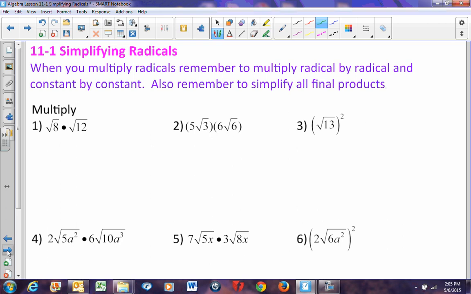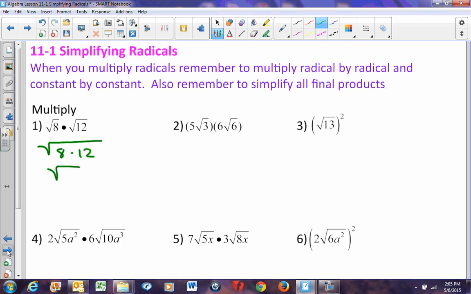When you multiply radicals, remember to multiply radical by radical and constant by constant. In other words, inside times inside and outside times outside. Okay, it's the easiest way to remember it. So the square root of 8 times the square root of 12 is the same thing as saying the square root of 8 times 12. Okay, 12 times 8 happens to be 96.